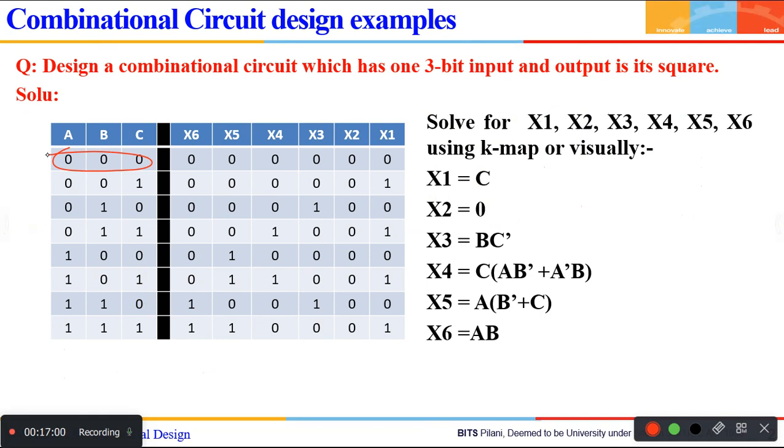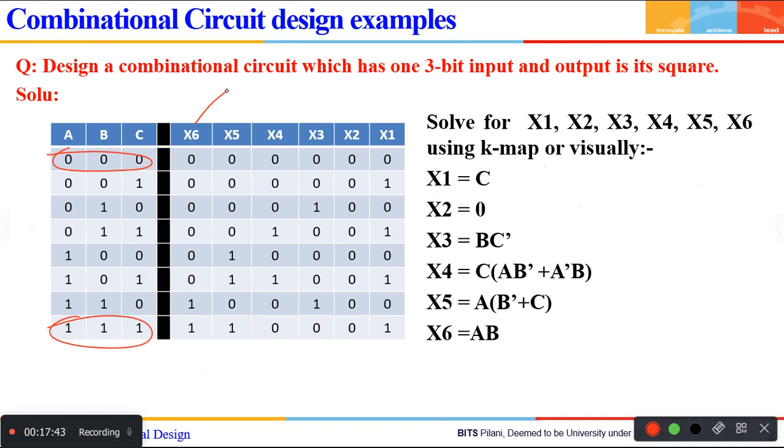Suppose you take the square of 3. What is the square of 3? 9. Suppose you take the square of 7. That is 49. 49 can be represented with how many bits? You need a minimum of 6 bits, right? So the number of bits for the output is going to be 6. Have you understood why I have here x0 to x6, x1 to x6?